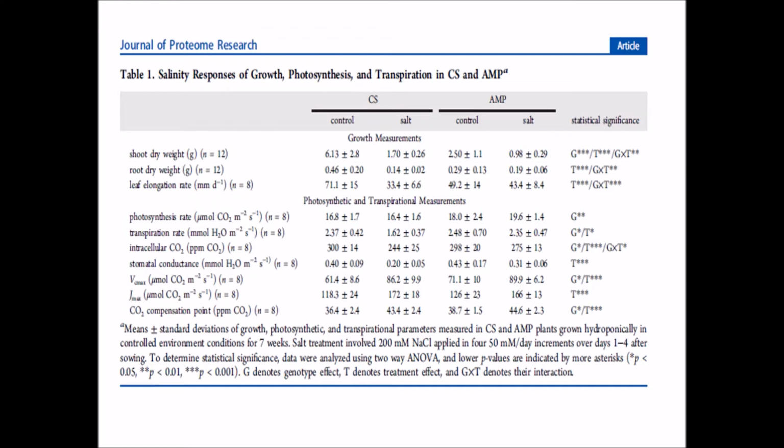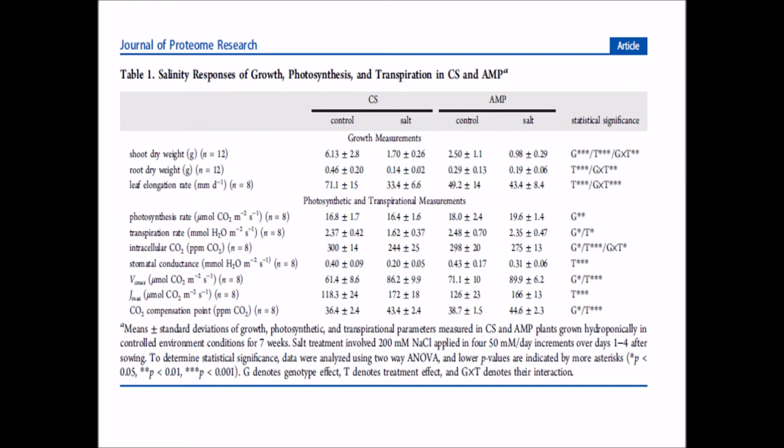Coming to the results section, we can see that in table 1, the rates of several physiological processes were measured in 7-week-old plants where the salt-treated plants had undergone long-term 200 millimolar NaCl treatment. Here, G represents genotypic effect, T represents treatment effect, and G into T interaction effect, and lower p-values are indicated by more asterisk marks. The impact was a lower percent of shoot biomass elicited by salt treatment in both genotypes, expressing higher salt tolerance in AMP. Root biomass, shoot biomass, and leaf elongation rate all exhibited statistically significant genotype into treatment effect according to the ANOVA test.